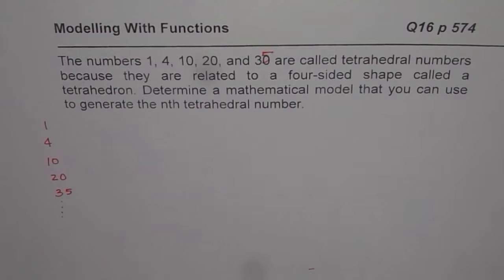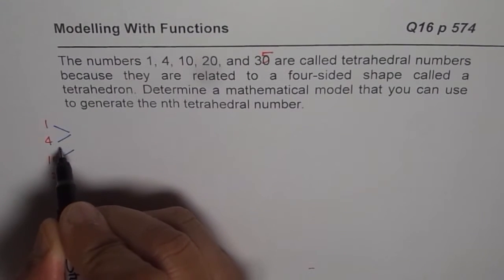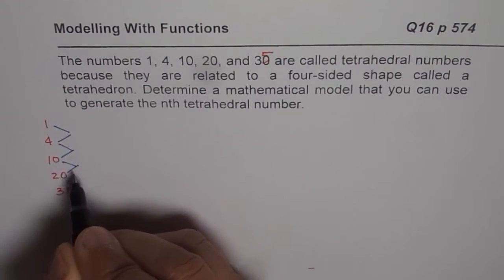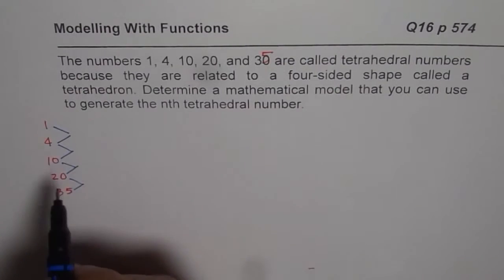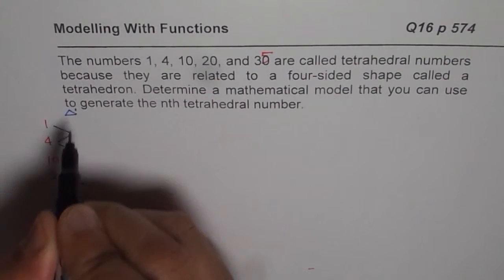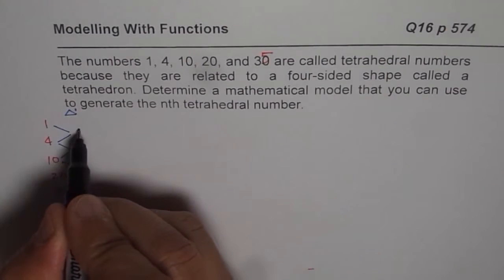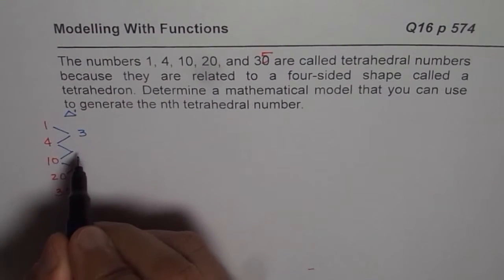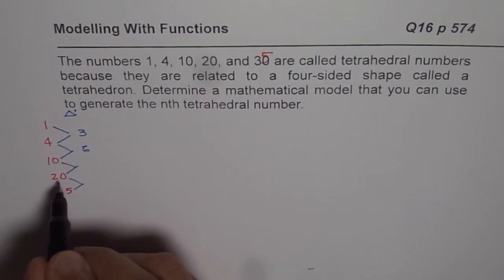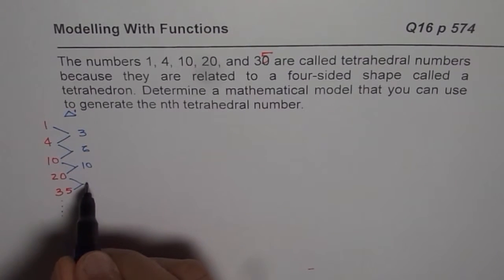Whenever you are given a sequence of numbers like this, you need to find the finite difference. If you find the finite difference, then you will know the degree of the polynomial, which can help you get the equation. Let's find the first finite difference, which I'll denote by delta 1. That means 4 minus 1, which is 3. 10 minus 4 is 6. 20 minus 10 is 10. 35 minus 20 is 15, right?